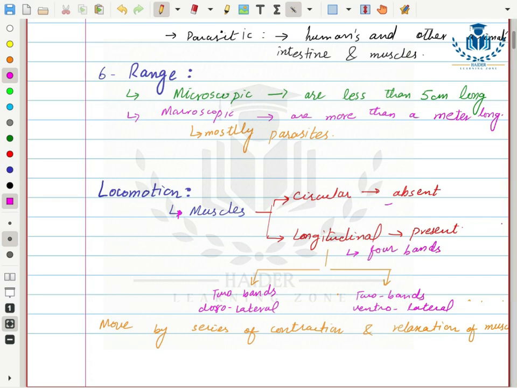Two bands are basically dorsolateral while two are ventrolateral. Lateral is for the longitudinal side, and dorsal and ventral basically represent the position of the muscles on the body. They move by a series of contraction and relaxation of muscles.